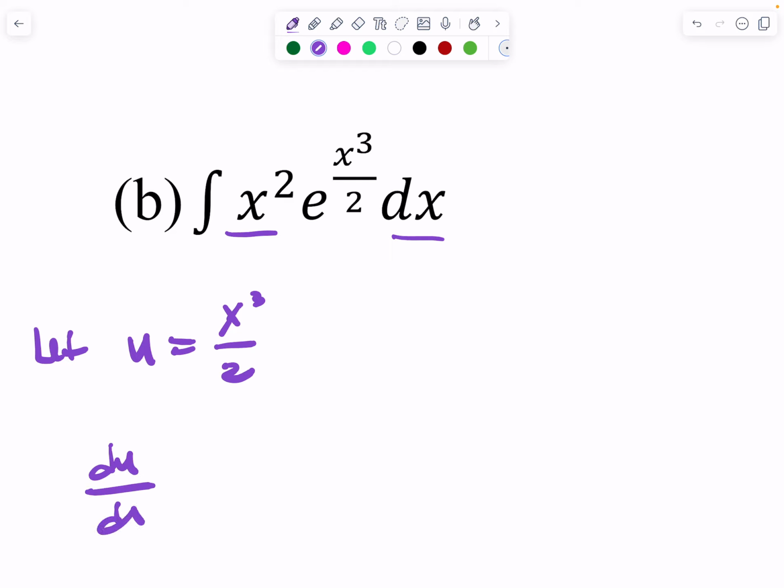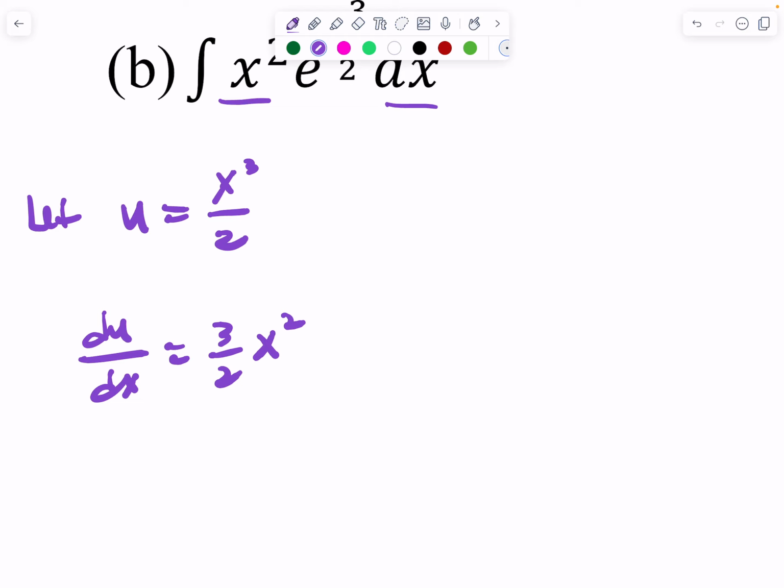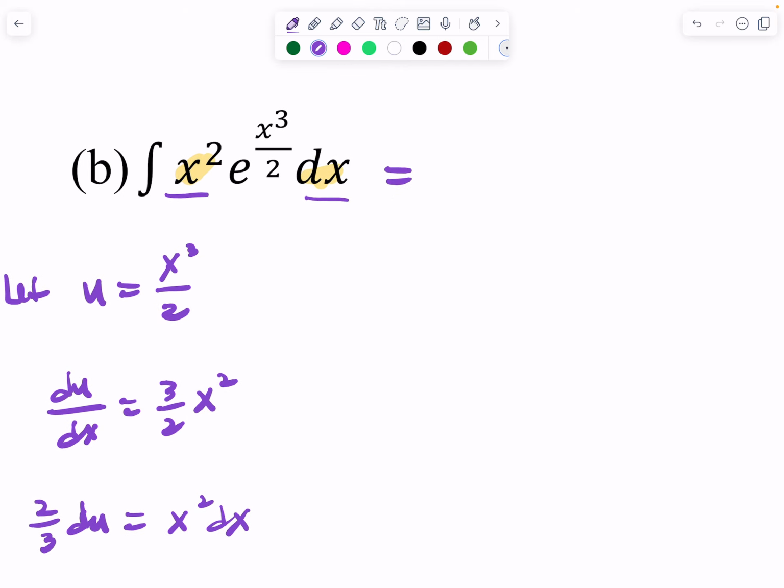So du over dx would be 3/2 x squared. So then rearranging that, you do have the option of solving for dx and then replacing dx and then doing the canceling of the x squareds, or you can say, oh, 2/3 du would end up being equal to x squared dx, right? Because that's what we're trying to replace. So to rewrite this, we could pull the 2/3 out times the integral e to the u du.